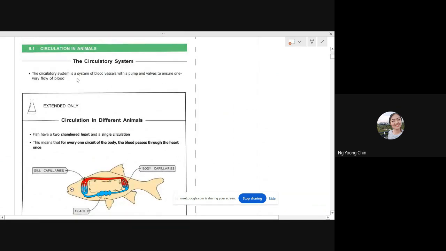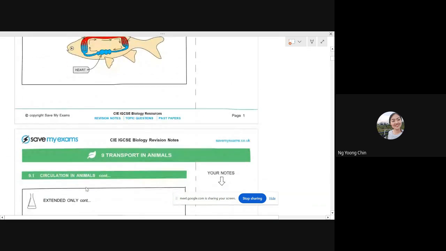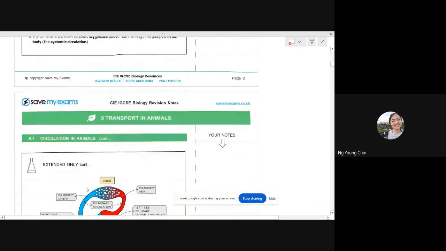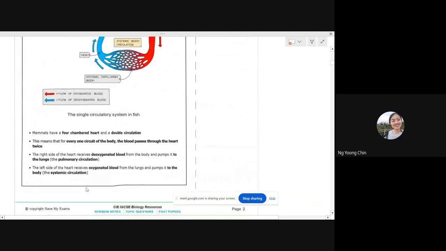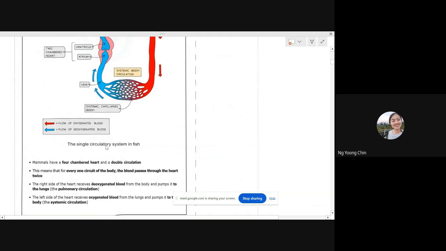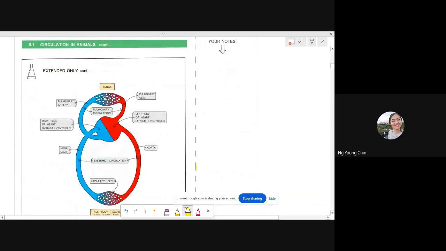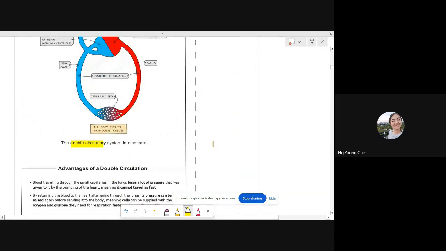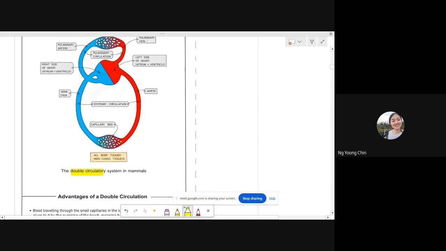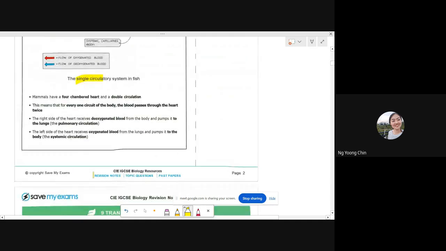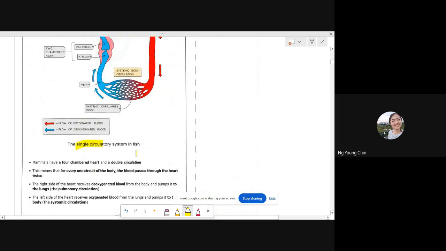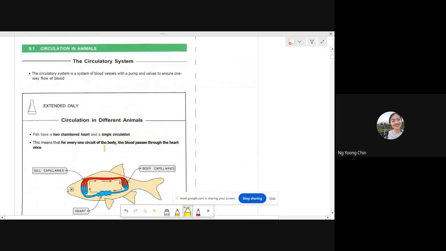Okay, for the circulatory system, we should know about the types of circulatory system. For example, we have the single circulatory system, see this one, and we have the double circulatory system. In humans or mammals, which are the most complex form of organism, they belong to the double circulatory system. So we belong to this one. In the simplest form of organism, like fish, they only have the single circulatory system. So actually, what's the difference between them? Let me have a look.